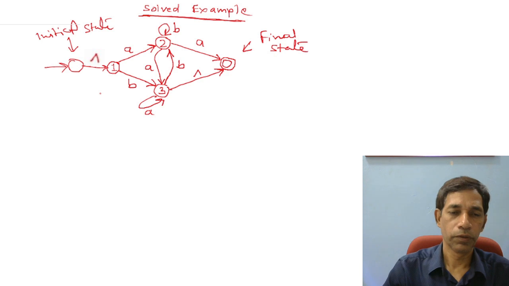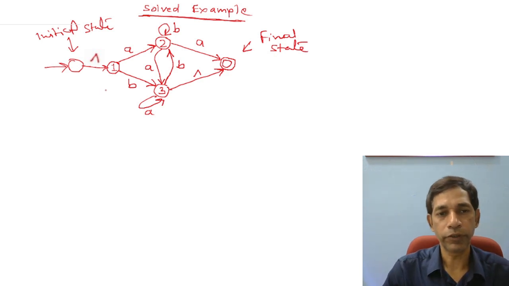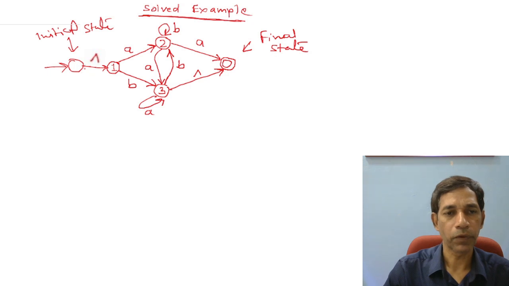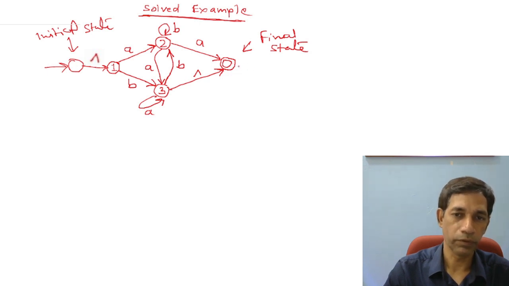According to algorithm step 1, we already have one initial state, and in this initial state there is no edge coming from any state. There is no incoming edge. Also we have the final state, and from the final state no edge is going outside. No edge exits. So step 1 is satisfied.